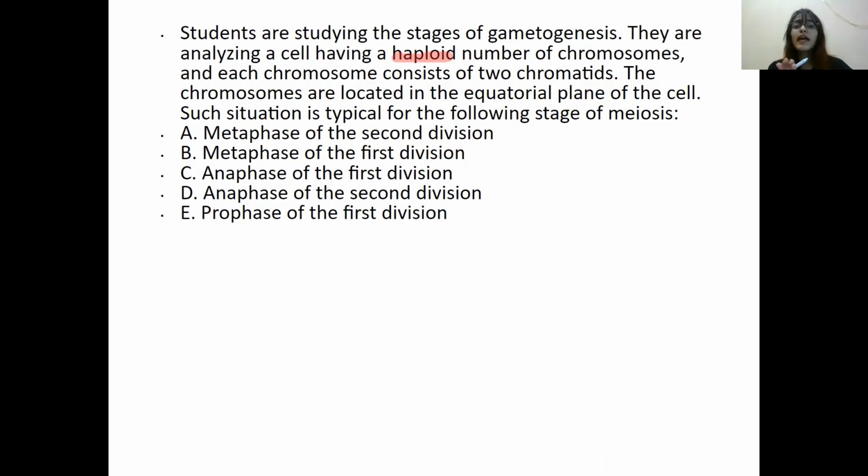Haploid means the cell has already undergone the first phase of meiosis. That is why there is a haploid number of chromosomes. So obviously they're talking about the second division because the first division has already happened. That's why the number of chromosomes is half. That's why the cell is haploid. But also they are saying that it is located in an equatorial plane. Equatorial plane, you know, happens in metaphase. So the answer is metaphase of the second division.